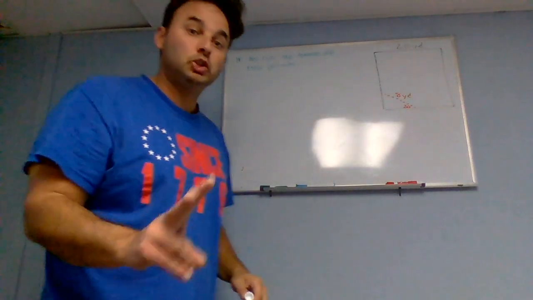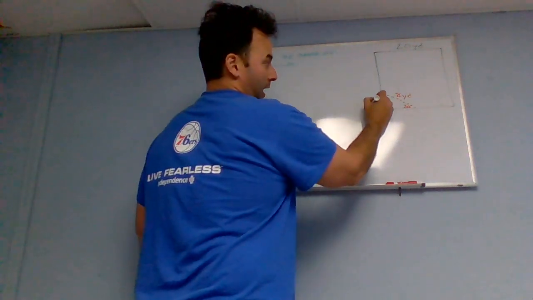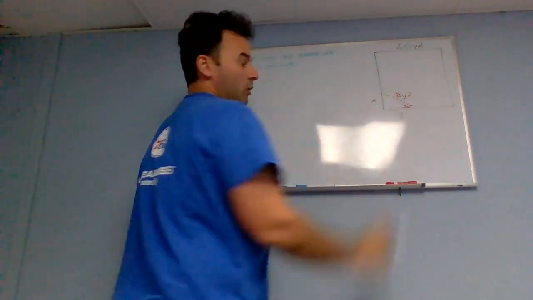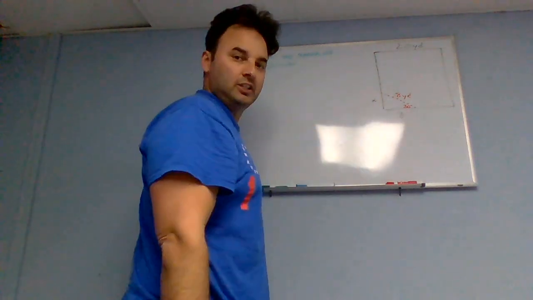So we're gonna need to find two things, okay, to find this. We're gonna have to find X, and we're gonna have to find Y, okay? Well, we just have a 30, 60, 90 triangle here.